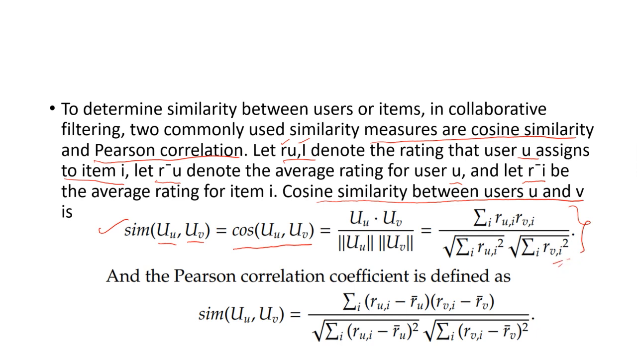So this is our formula, or we can go for the Pearson correlation, that is, the similarity between U and V is the summation of (RUI minus R bar U) times (RVI minus R bar V), divided by the square root of summation (RUI minus R bar U) square times the square root of summation (RVI minus R bar V) square. So please note down this formula because we can use it to apply and find out the rating of different products.